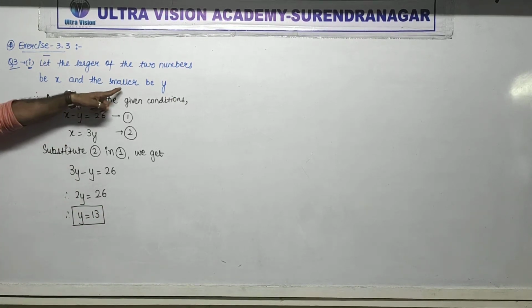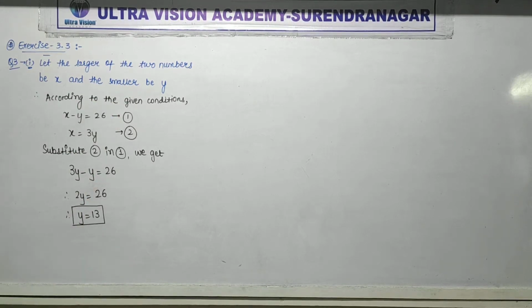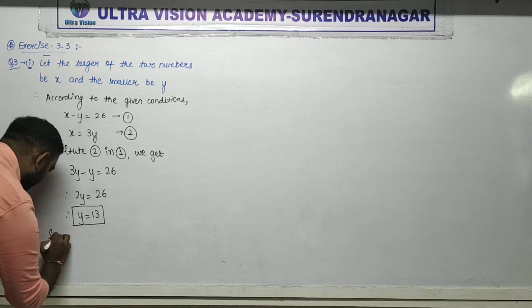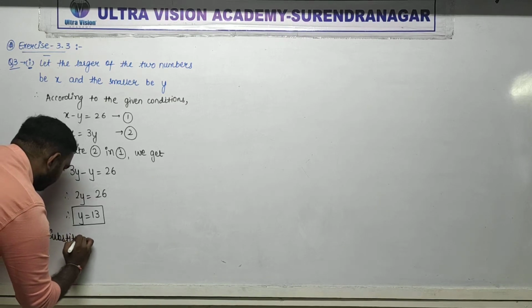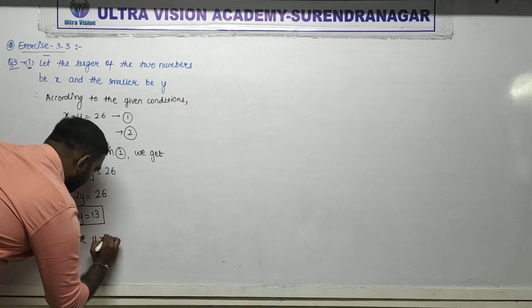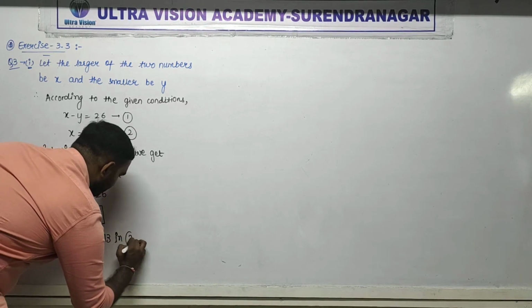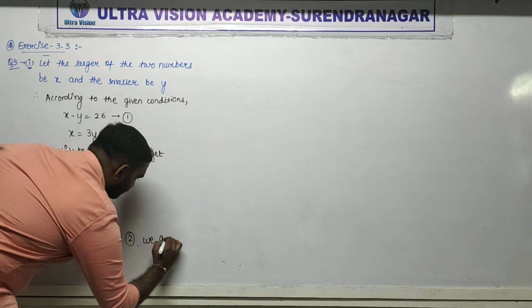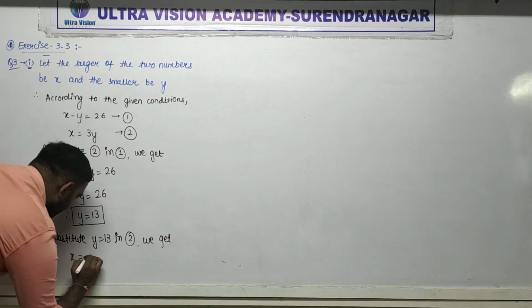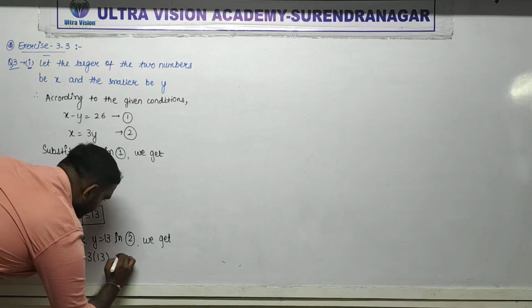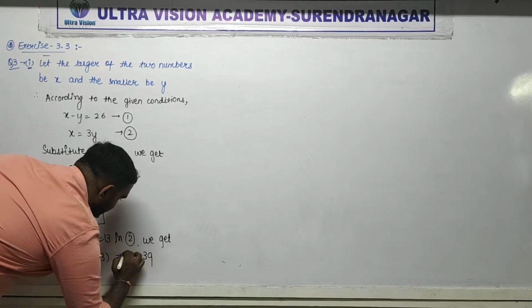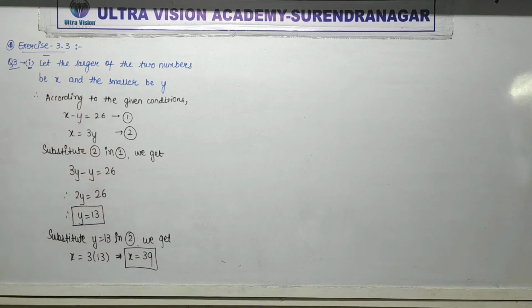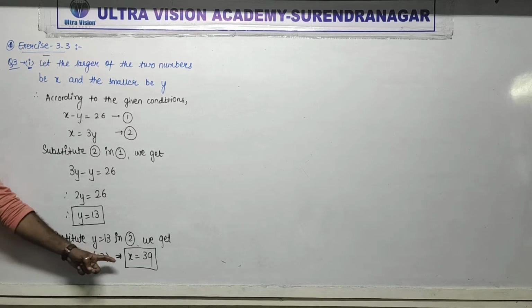So, here we got the smaller number, y equals 13. Now what shall we do? We shall replace this y equals 13 here. So again, substitute y equals 13 in equation 2. We will get x equals 3 into 13, which is x equals 39. Right? So we got the larger number also.